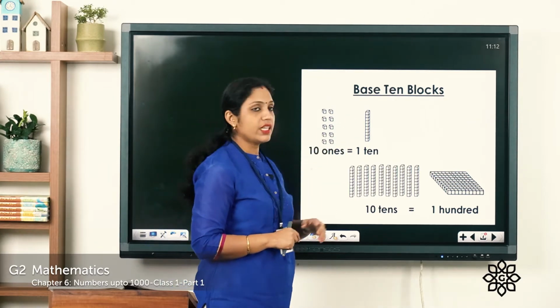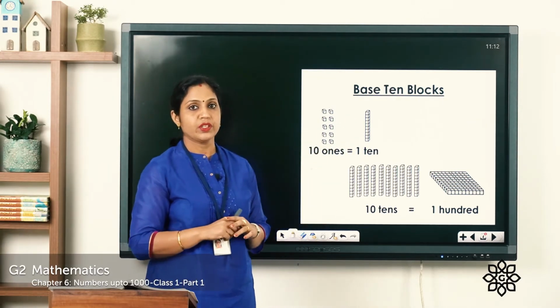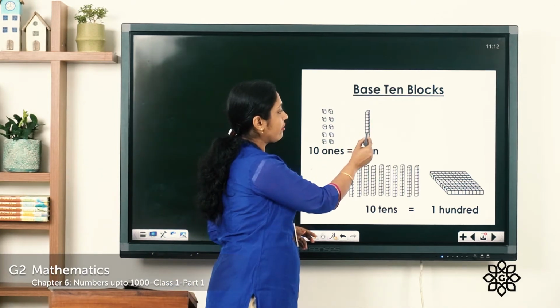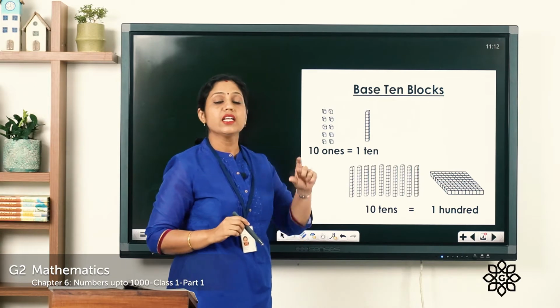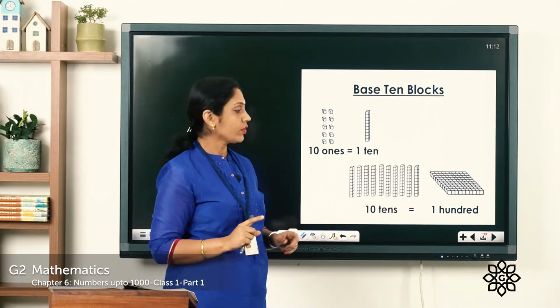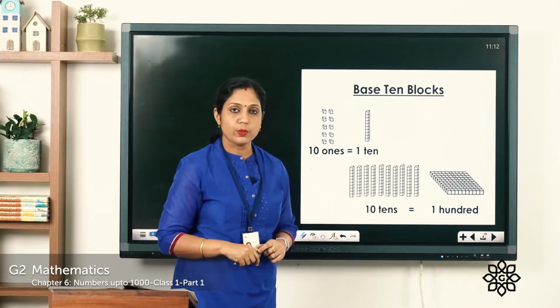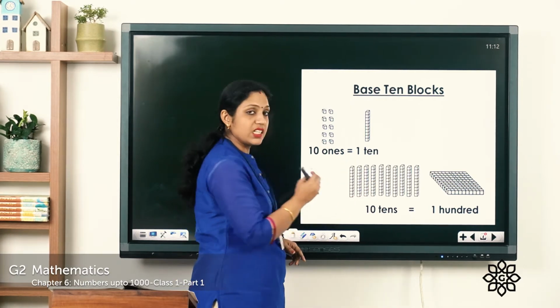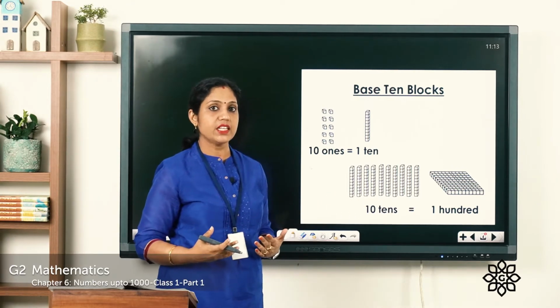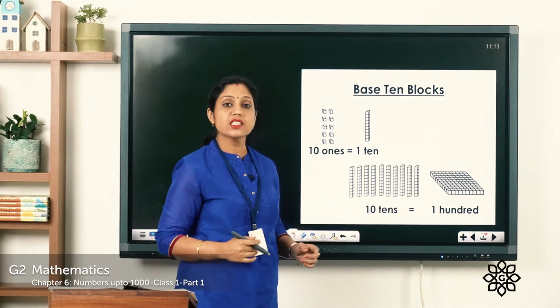Here you can see again a block of 10. Here how many blocks are there? 1, 2, 3, 4, 5, 6, 7, 8, 9, 10. So there are 10 blocks. Here how many tens are you able to see? See, this block represents 10. So 2 blocks, how much will it represent? So 10 plus 10 is 20.